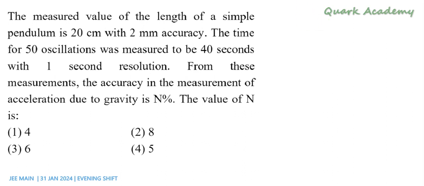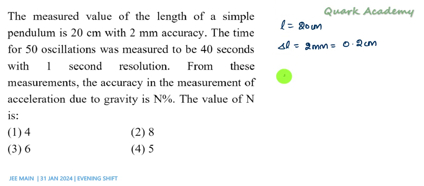This question is related to simple pendulum as well as error analysis. So here there is a simple pendulum and its length and accuracy is given. So length is 20 centimeter and accuracy, let it be delta L, which is 2 mm. Can convert this into centimeter, 0.2 centimeter.